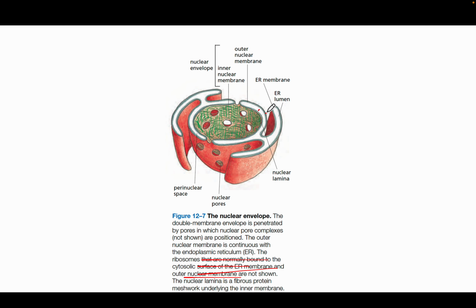here, ribosomes reside. Okay. And also there is a nuclear lamina. So the nuclear lamina is a fibrous protein net meshwork underlying the inner membrane of the nucleus.